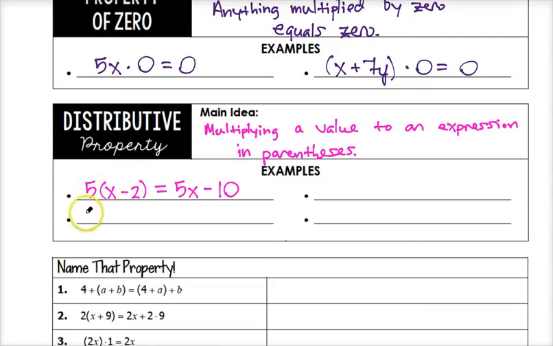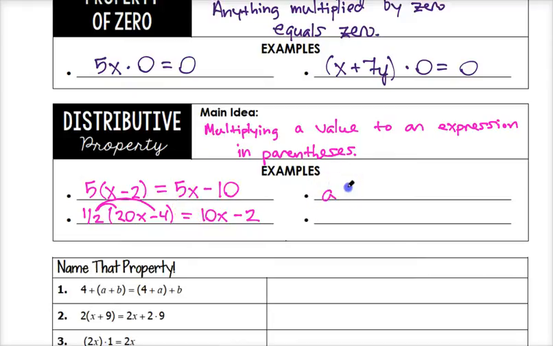I could also do that with a 1/2 times the quantity 20x minus 4. I can take 1/2 times 20. 1/2 times 20 is 10, and say that's 10x. And then I can take 1/2 times this negative 4, and half of negative 4 is negative 2. So this is another example of the distributive property.